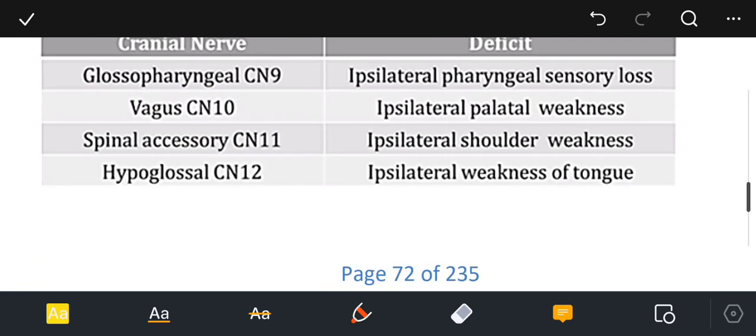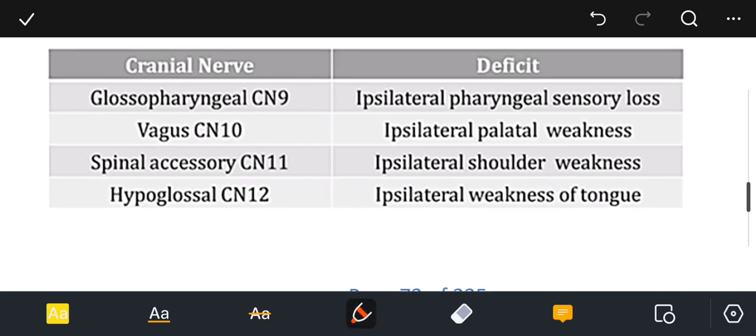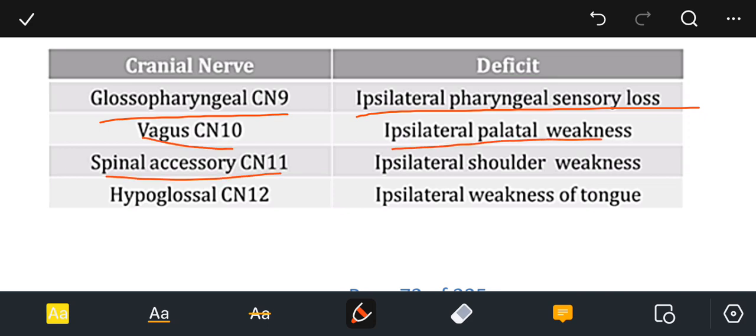If the glossopharyngeal nerve, cranial nerve 9, is damaged, there will be ipsilateral pharyngeal sensory loss. If the vagus nerve, cranial nerve 10, is gone, there will be ipsilateral palatal weakness. With the spinal accessory nerve, cranial nerve 11, there will be ipsilateral shoulder weakness. And if the hypoglossal nerve is damaged, there will be ipsilateral weakness of the tongue.